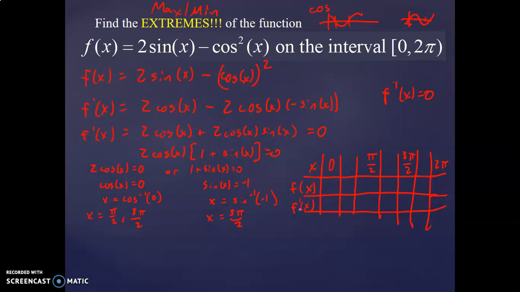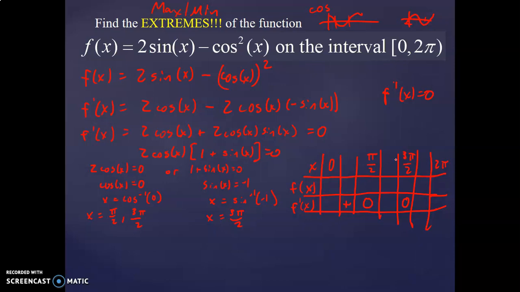So we can fill in the derivative. We know that the derivative is 0 at pi over 2 and 3 pi over 2. That's what our math told us. So now I'm going to check if I plug in a number that is less than that or greater than that or in between those. So let's think about pi over 4. Cosine of pi over 4 is a positive value. Sine of pi over 4 is also a positive value. 1 plus that is going to be positive. So positive times positive would be positive.